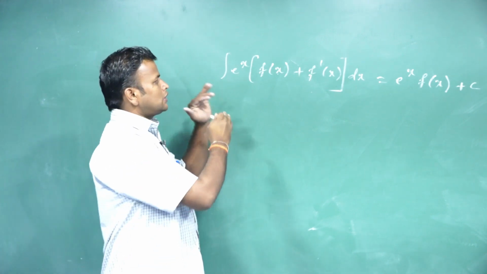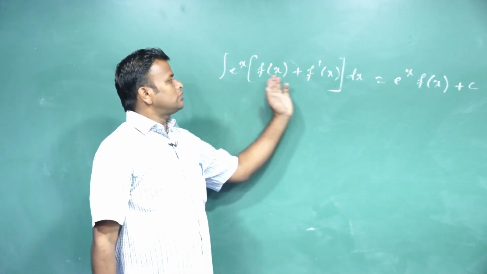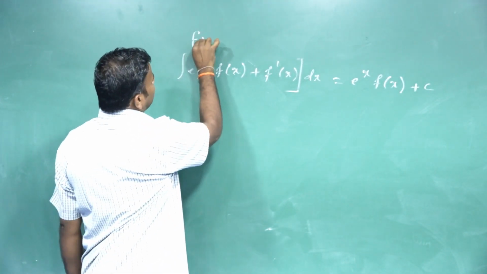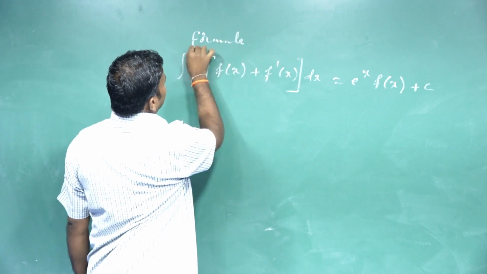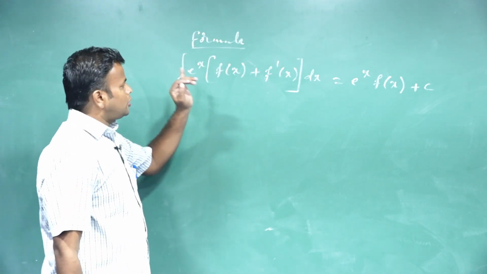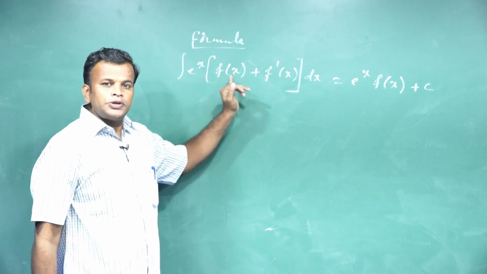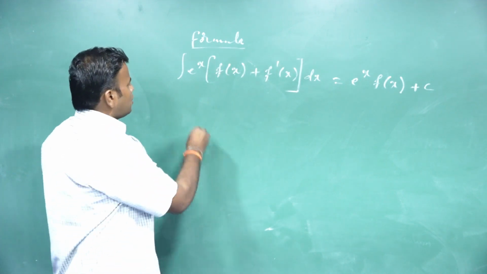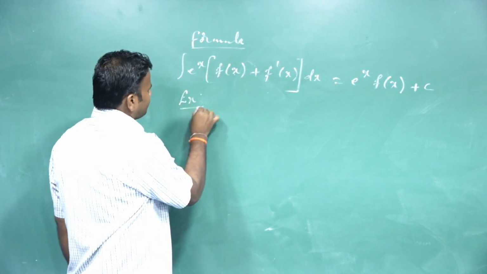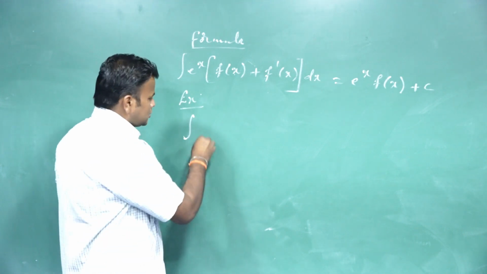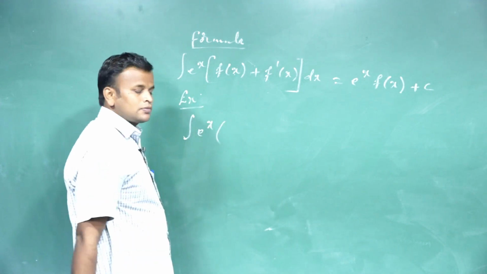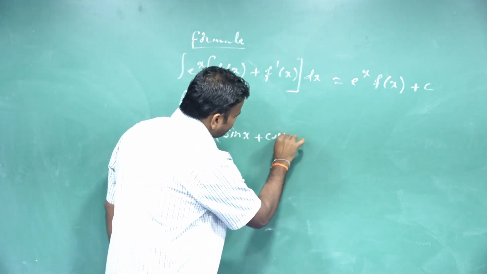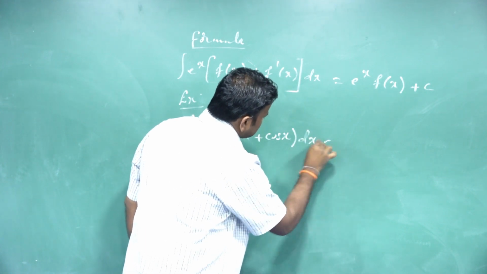Now we see the next exercise fully involving these formulas. This new type of integration is nothing but a formula or a concept. So the integration of e power x into f of x plus f dash of x has the value e power x into f of x. I give one example. Suppose in integration it is e power x, and within a bracket I write sin x plus cos x, into dx.